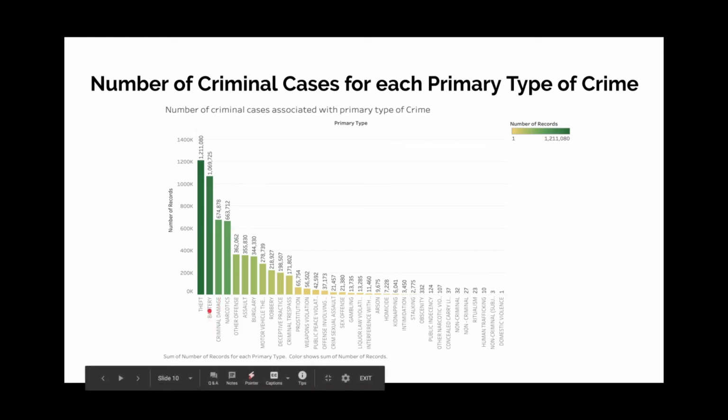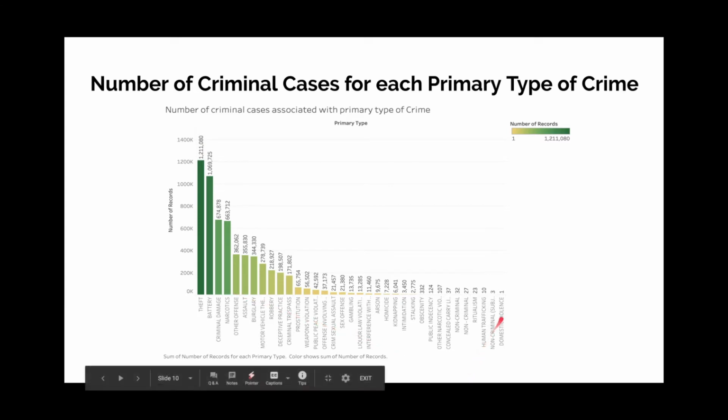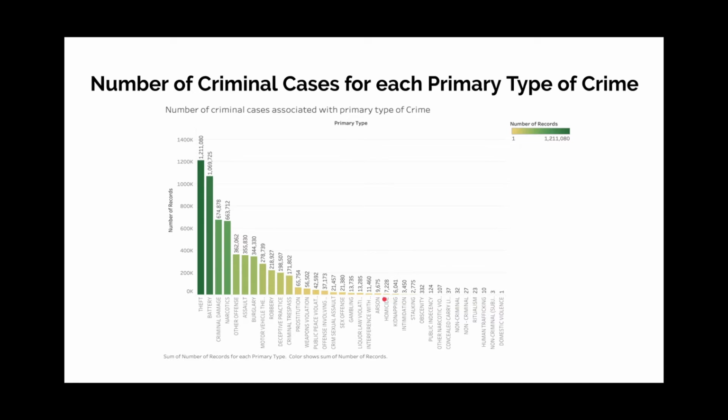So there are many primary types of crimes like theft, battery, criminal damage, narcotics, other offenses, assault, we can say motor vehicle accidents, and here we can see that the highest number of records are associated with theft. And there are a few primary types of crimes which are less than 10,000 number of records.